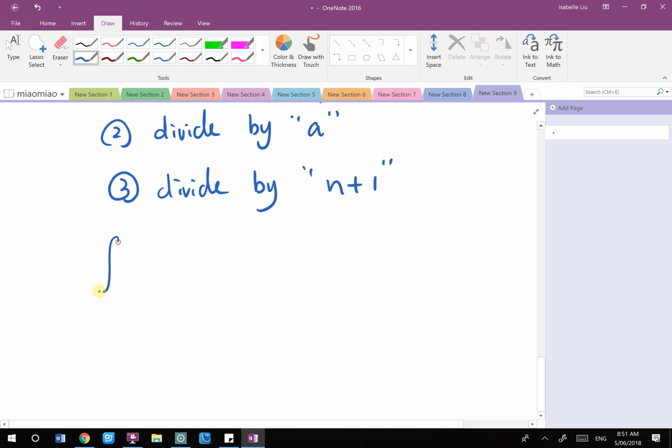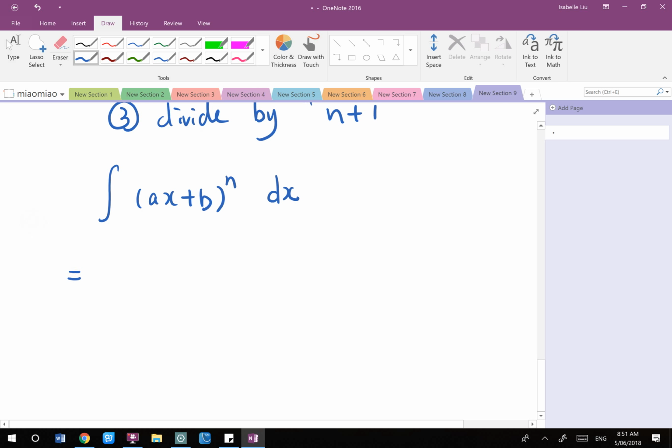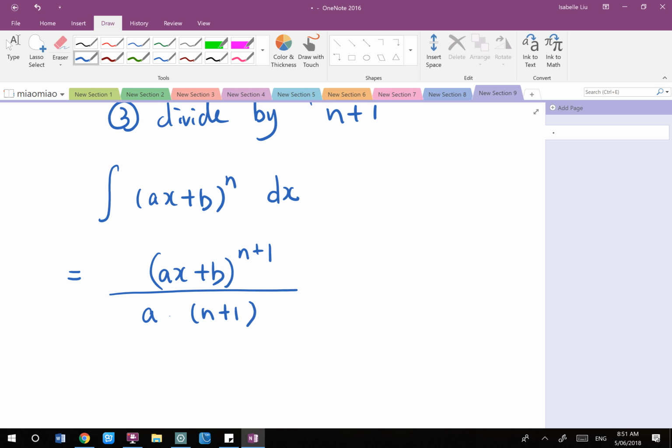So what does the rule become? We increase the power first. And then we divide by the coefficient of x, the inner function's coefficient. And then we need to divide by the larger power, which is divide by n plus 1. So that's how we have this rule. It's pretty much the same as x to the power of n: increase the power, divide by the power, but the extra thing is we divide by a as well. Because originally we have times the a, now we need to divide the a.